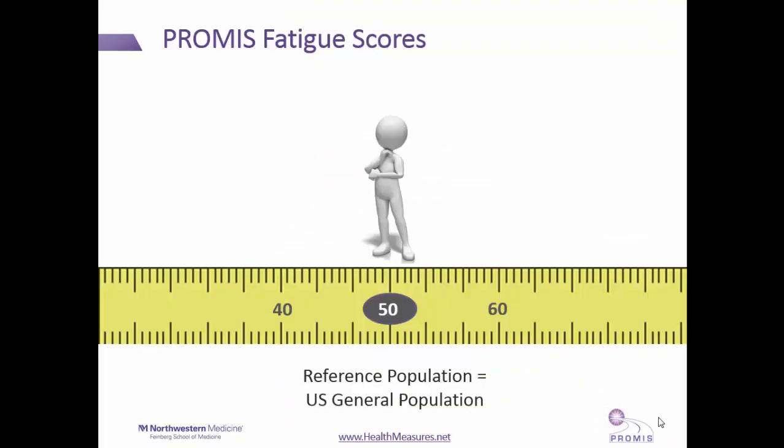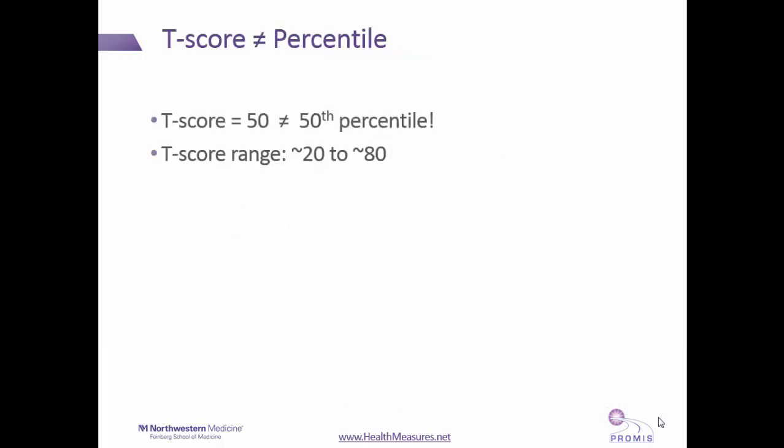Knowing a person's T-score lets you know how that person compares to the reference population. A person with a fatigue T-score of 60 is one standard deviation worse than the U.S. general population average. A person with a fatigue T-score of 40 is one standard deviation better than the U.S. general population average. T-scores are sometimes confused with percentiles. This is an error. PROMIS T-scores generally range from 20 to 80, not 0 to 100.